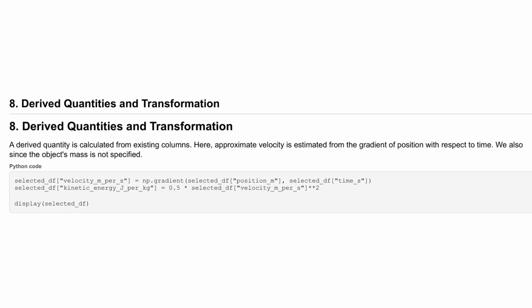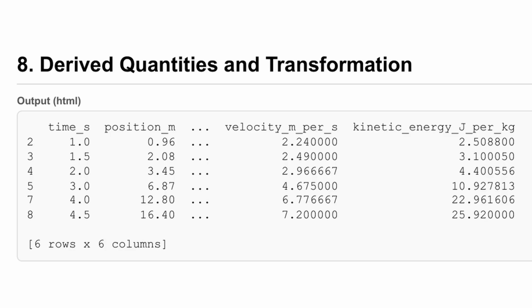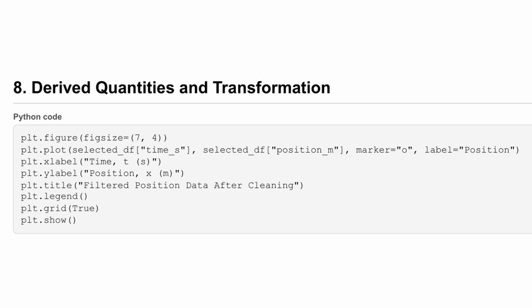We then calculate the kinetic energy per unit mass by squaring the velocity and halving it. Our data frame now contains these two derived columns. We can easily track how the velocity and kinetic energy evolve over the course of the filtered time interval. Visualization is a crucial validation step. This code prepares a plot of our filtered position data against time, allowing us to visually inspect the motion.